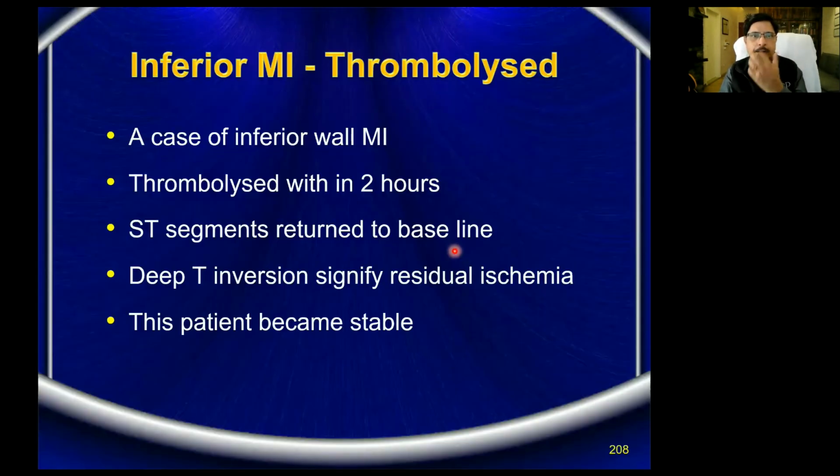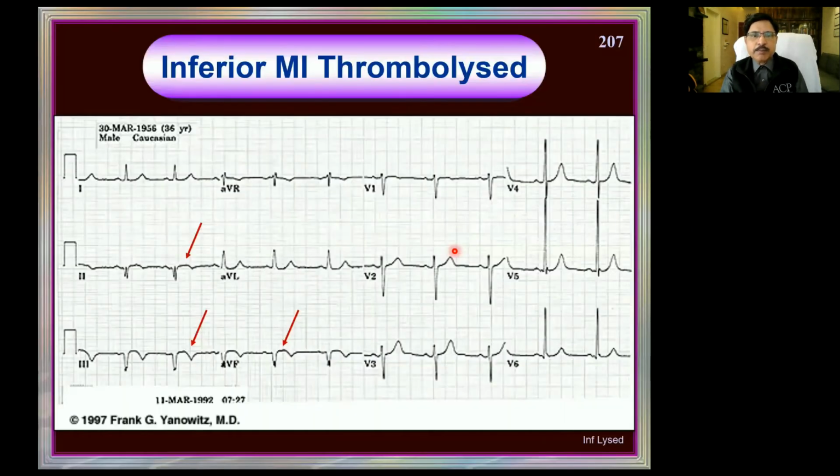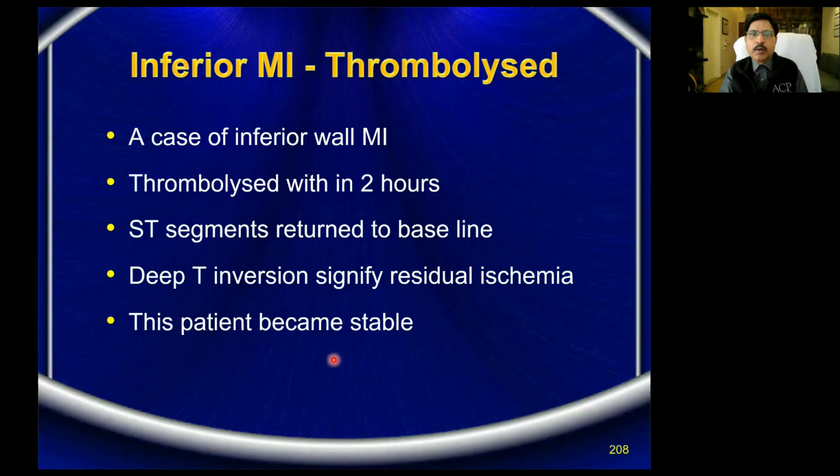Okay, a case of inferior infarct, thrombolyzed within 2 hours, the ST segment returns to the baseline, T inversion signifies residual ischemia, this patient became stable. So this we know: ischemia is shown by the T wave, injury by the ST segment, and infarct by the Q wave, that's the QS complex. So this is a treated infarct with a little bit of injury, and of course there is continuing ischemia of that particular inferior wall.